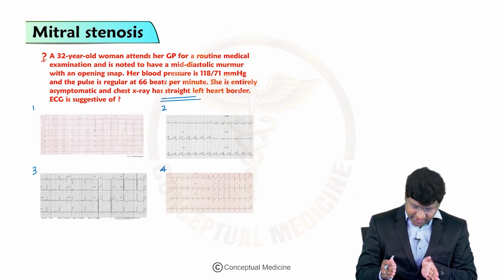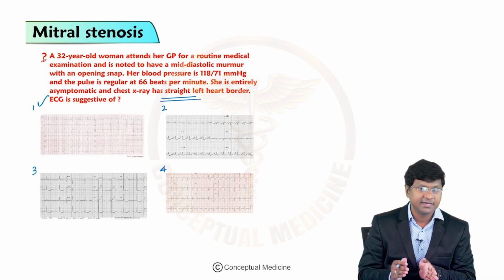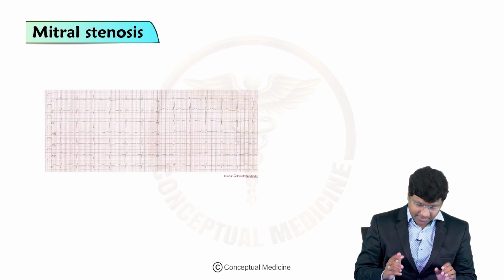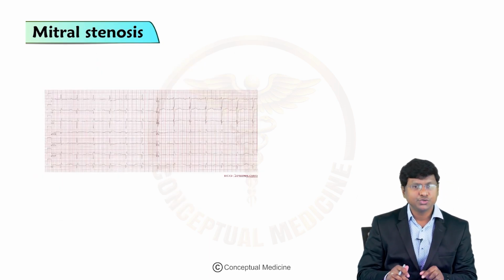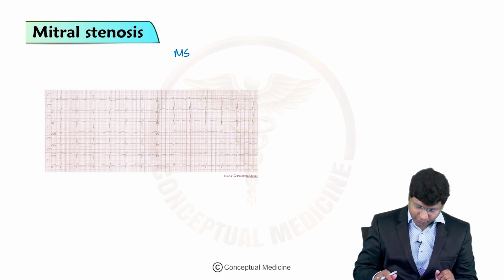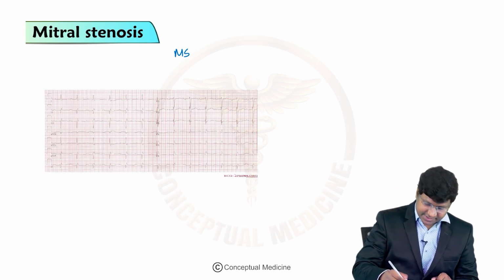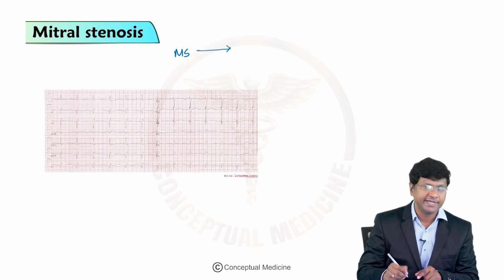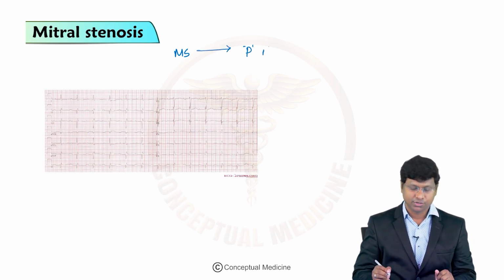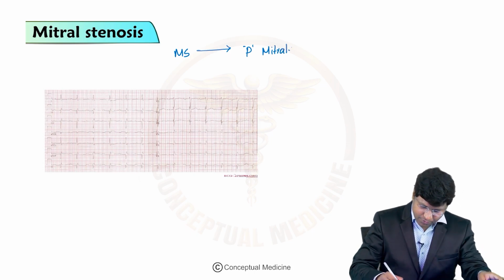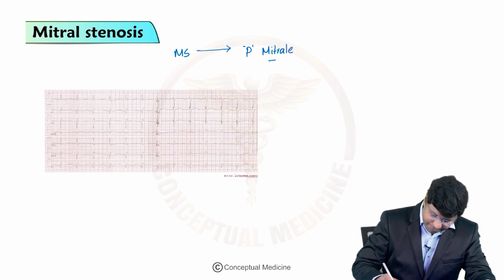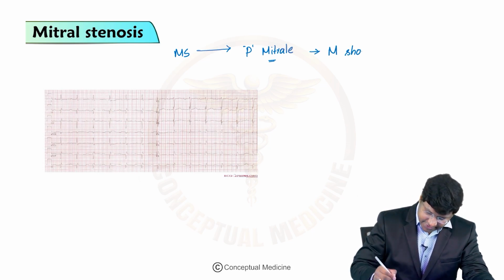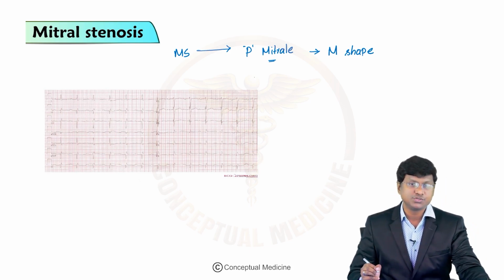Right, and actually the ECGs which have been given here are small images, but the answer is 1. I will show you image 1 in a bigger format. Yes, so this is the ECG suggestive of mitral stenosis. First I will tell you the findings, then I will show it in the ECG also. So in mitral stenosis you have number 1, P mitrale, where the P wave is of M shape.